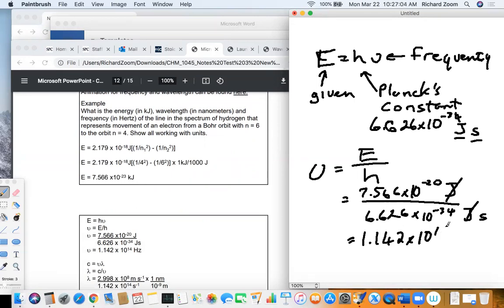Now I want to stop right here for a second, and I want you to do this calculation in your calculator, please. I'll be back in a minute.